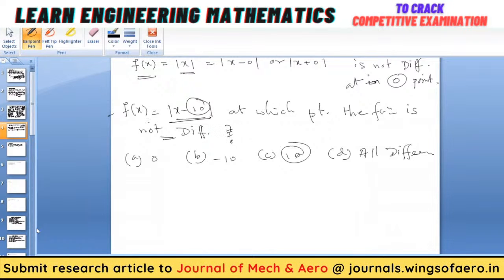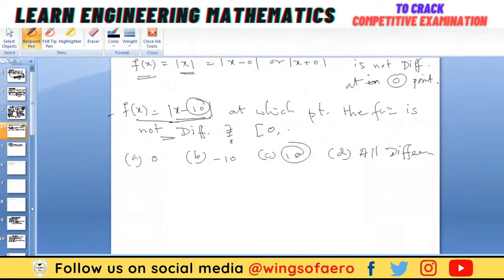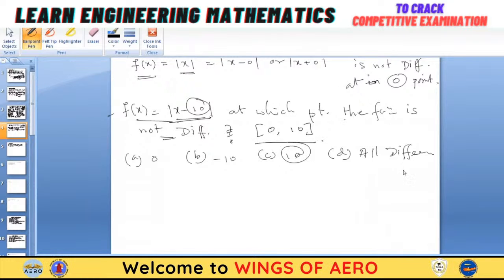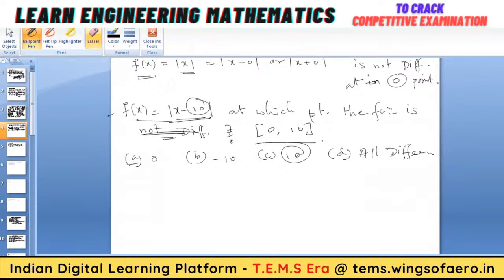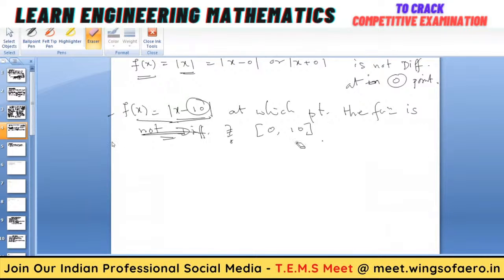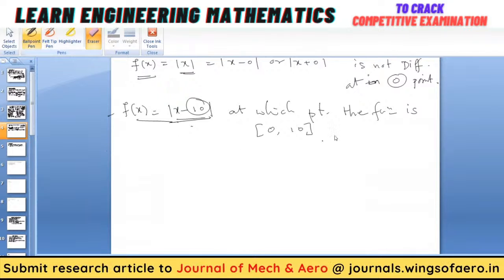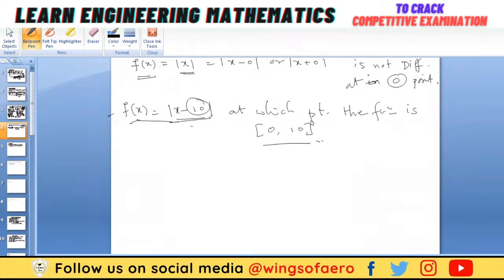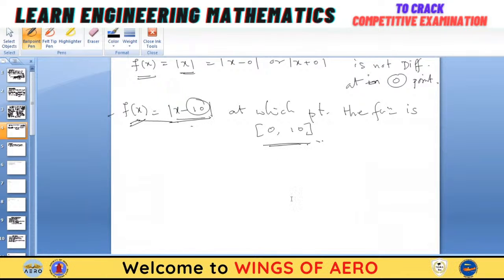Is the function f(x) = mod of x minus 10 differentiable in the closed interval 0 comma 10? Is it differentiable? Instead of a point, now suppose an interval is given to you, 0 comma 10. Now you are saying that f(x) is equal to mod of x minus 10. Is it differentiable in the 0 comma 10 interval?